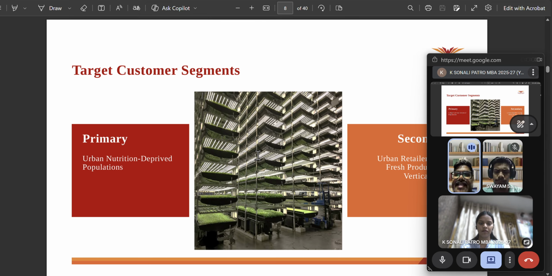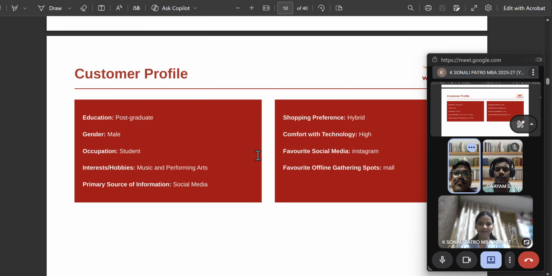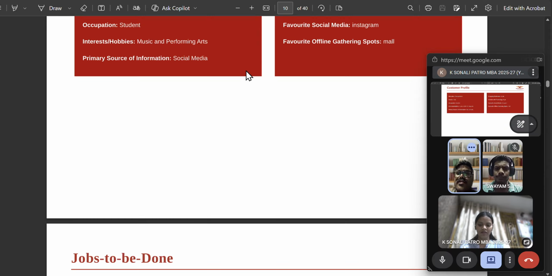So our target customer segments are basically urban low income families and small retailers needing fresh vegetables. Now I will explain the customer segment and the persona. We created a sample customer persona, a young urban person who wants healthy, affordable food and prefers convenience. Our customers are technology friendly, use social media for advertising and marketing, and prefer both online and offline shopping.